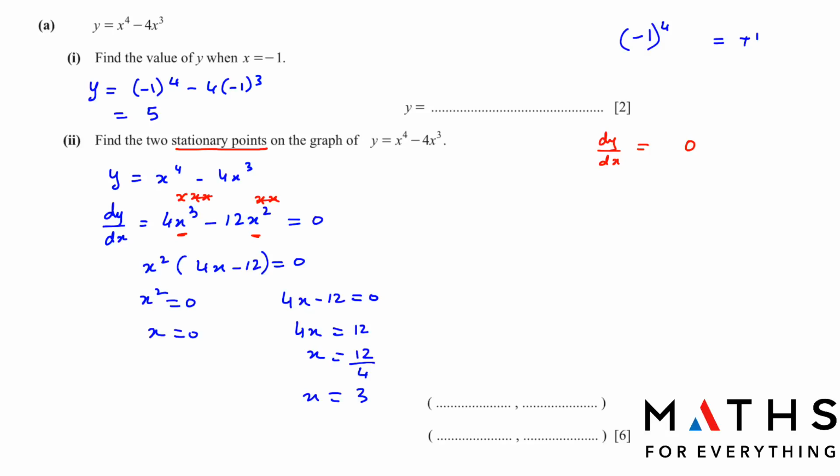We found our two x's. x is 0 and x is 3. But we need to find the point. Point or coordinate means we need to also find the y. When x is 0, y is going to be, we replace the x with 0, and you will get 0. And when we replace the x with 3, we will get negative 27. A very easy 6-mark question.